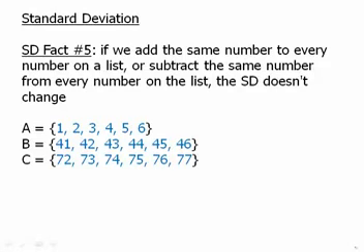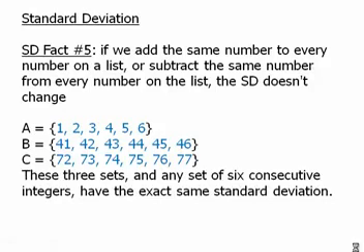In other words, the steps are 1, 1, 1, 1, 1. Those are the steps as we move across any of those 3 sets. So these 3 sets, and in fact, any set of 6 consecutive integers, have exactly the same deviation. And again, calculating that deviation is not important. What's important is that you can compare these and see immediately that they have to have the same standard deviation.